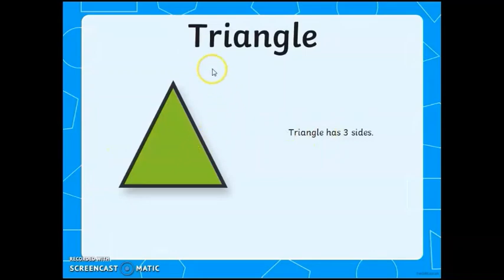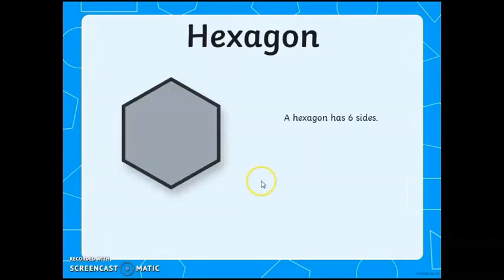Now our next shape we have, can you tell me the name? Good, triangle. How many sides a triangle has? Well done, 3. Let's count together. 1, 2, 3. Moving on to our last shape, we have hexagon. Now, can you tell me how many sides a hexagon has? Well done if you all say 6. Let's count together. 1, 2, 3, 4, 5, 6.